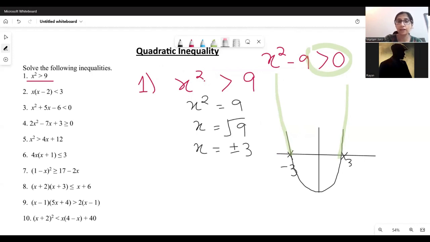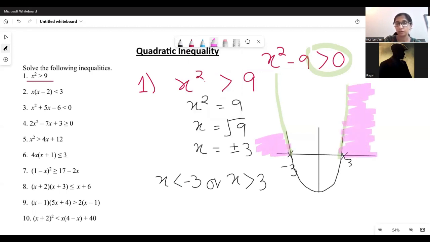All right. So our final answers would be, where is the graph greater than 0? The graph is greater than 0 when x is greater than 3 or when x is less than minus 3. The graph is bigger than 0 here and the graph is bigger than 0 here. So the answer is x is greater than 3 or x is less than minus 3.